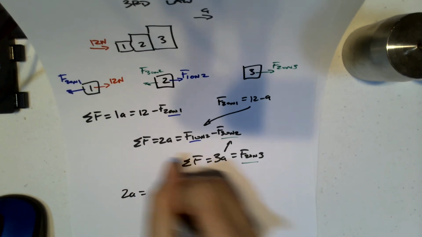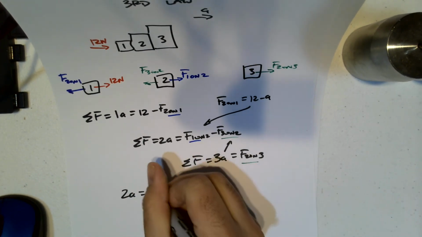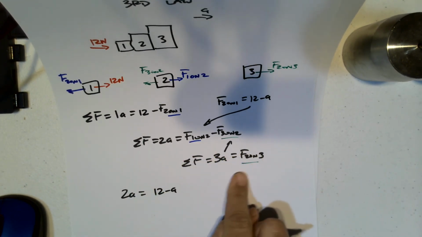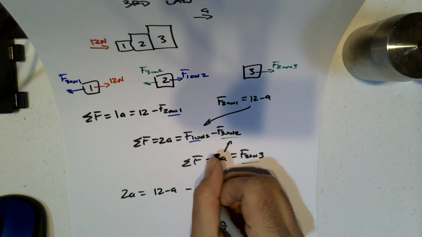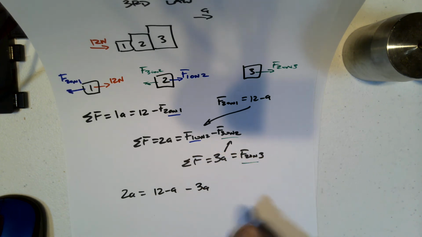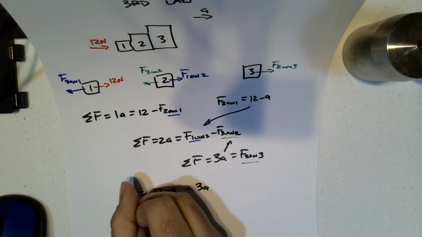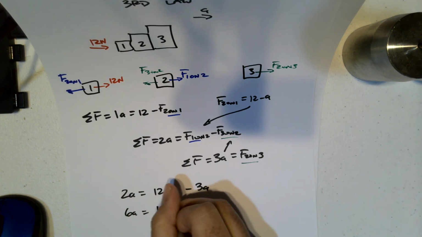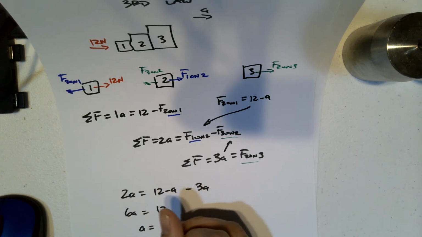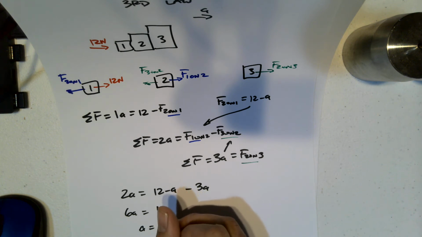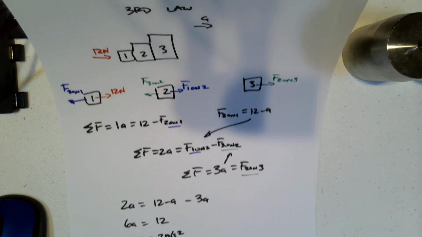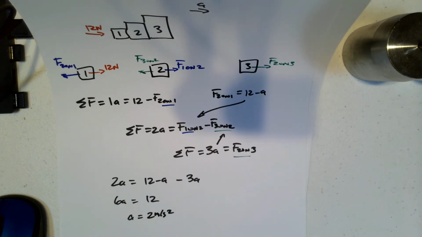So 2a, leave that alone. In for F1 on 2, we're going to put in 12 minus a. And in for F2 on 3, there's a minus sign, and then we have 3a. Let's move all that to the left. You get 6a on the left equals 12. I want my acceleration here. That's going to be 12 divided by 6. 2 meters per second squared is my acceleration. So now I know how fast each of them accelerate.